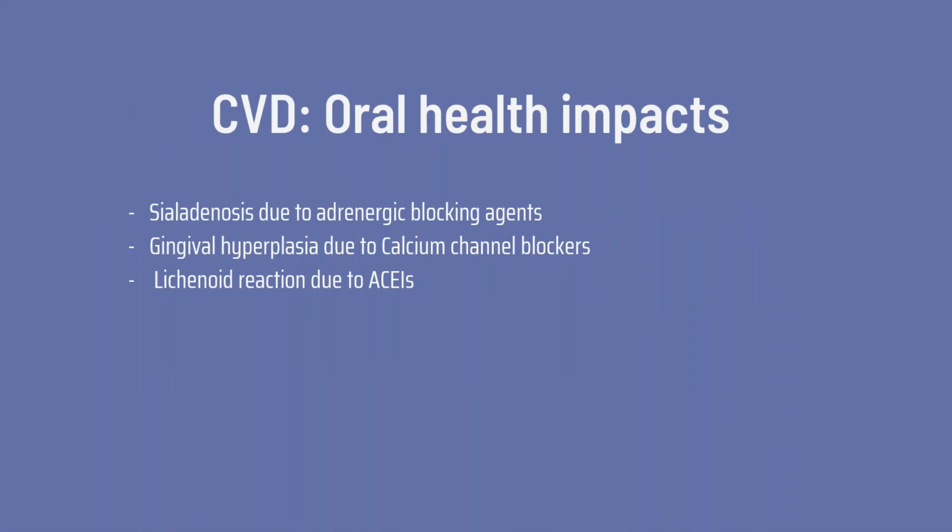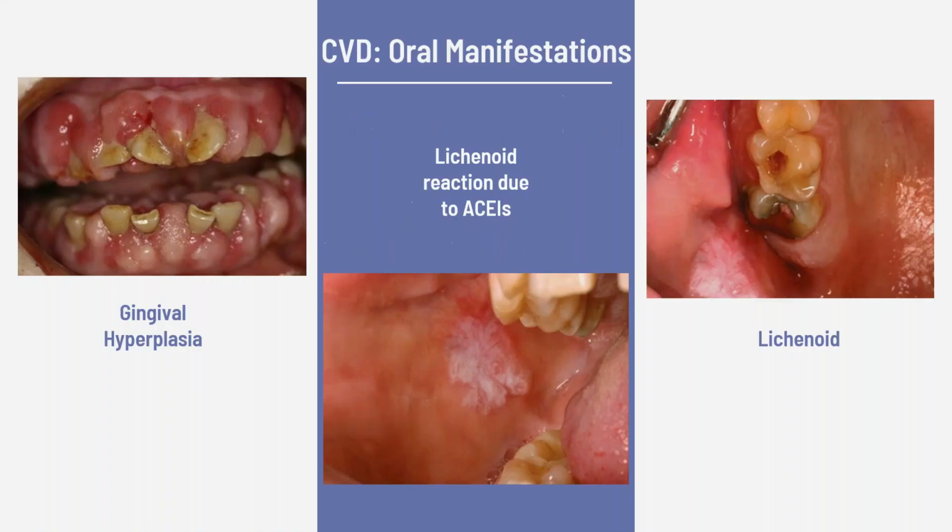The oral manifestation of cardiovascular disease can be seen in the form of sialadenosis, which is basically the enlargement of the salivary glands, gingival hyperplasia, enlargement of the gums, and lichenoid reaction, which is a type of autoimmune disease called lichen planus. Here, the most important thing to notice is that all those conditions are caused by the drug the patient takes to treat the cardiovascular diseases.